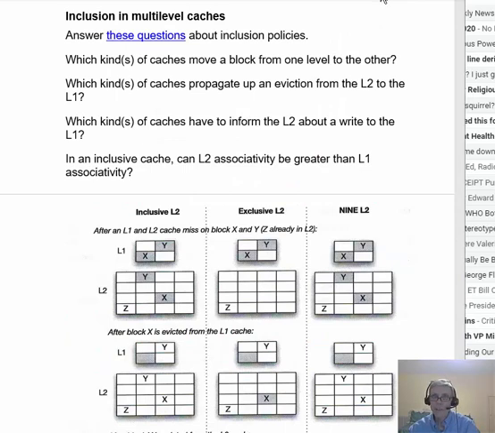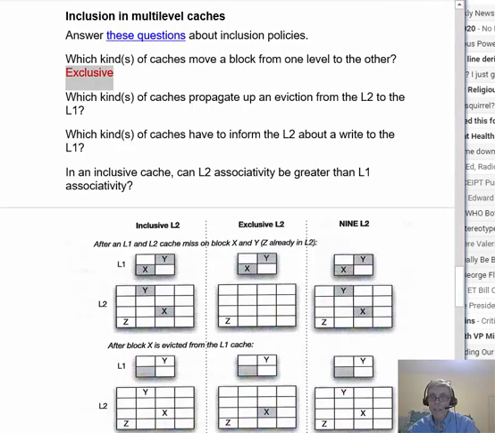So now I have a few questions about inclusion properties. What kind of caches move a block from one level to the other? Exclusive, because if a block is in one level, it can't be in other levels. Which kinds of caches propagate an eviction up from the L2 to the L1? Inclusive caches, because if a block disappears from one level, it has to disappear from higher levels.